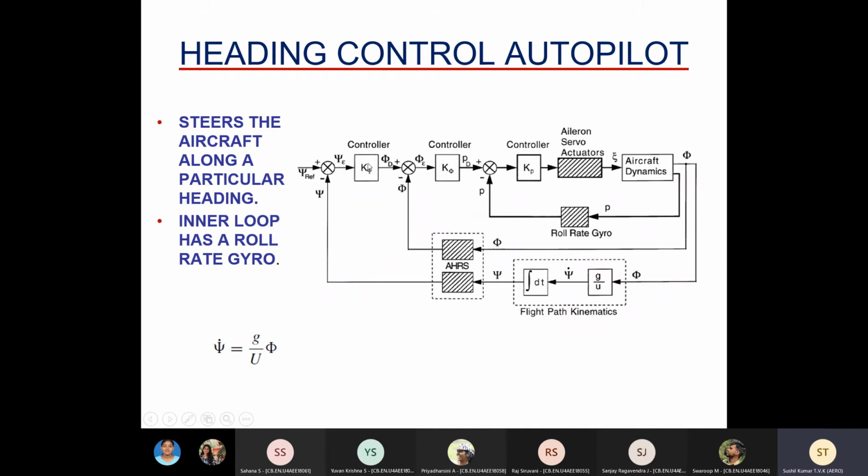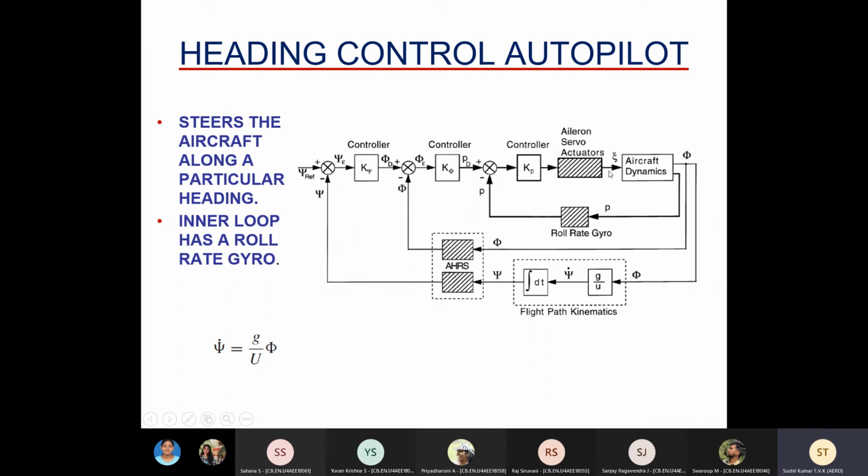With this controller, it is converted to a required bank angle, because any bank angle is going to rotate the aircraft about the Z axis also. Initially the bank angle will be 0, then you get another error in the bank angle, which gets converted to the roll rate P. Phi dot is nothing but P. I told you about PQR. This roll rate is given to the aileron with the help of some controllers.